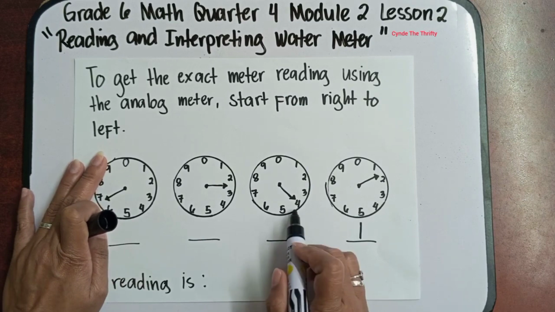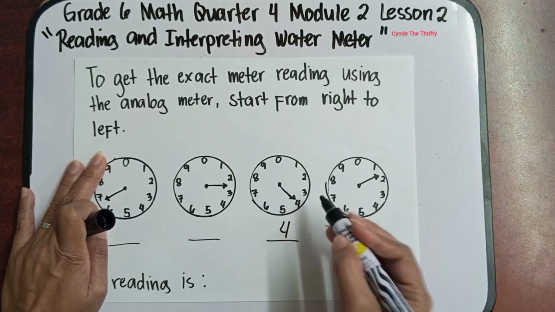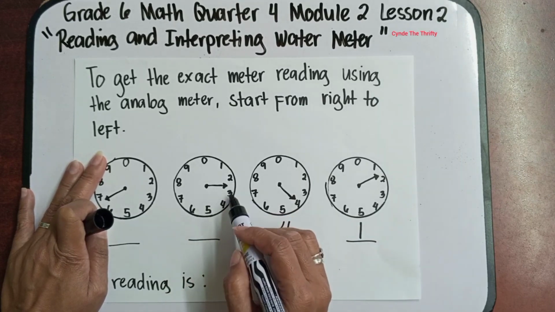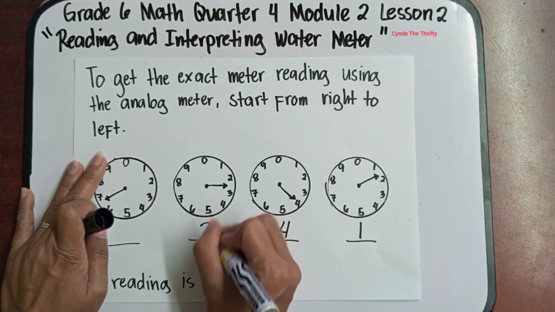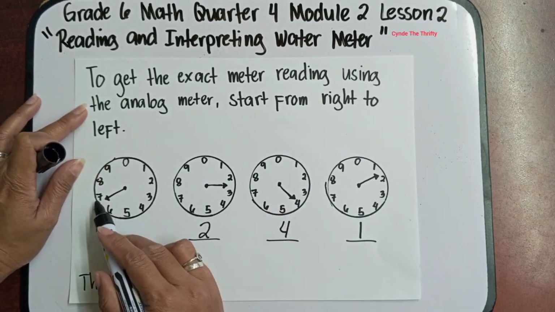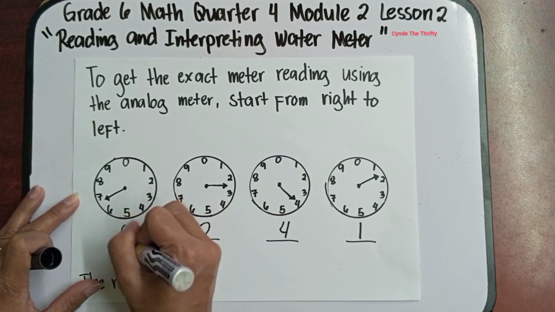And then, ang second dial natin is nasa 4. Okay, so 4, dahil sa 4 siya nakaturo. Ang third dial is between 2 and 3. Hindi pa siya umabot sa 3, so si 2 ang isusulat natin. And then, ang last dial is between 6 and 7. Hindi pa siya umabot sa 7. So, si 6 yung isusulat natin.